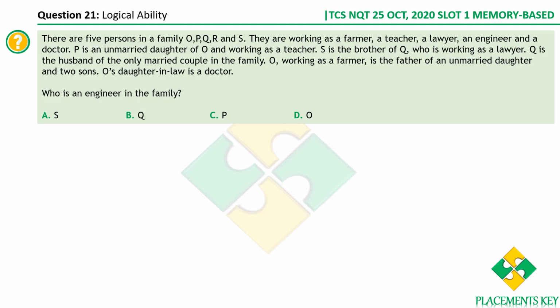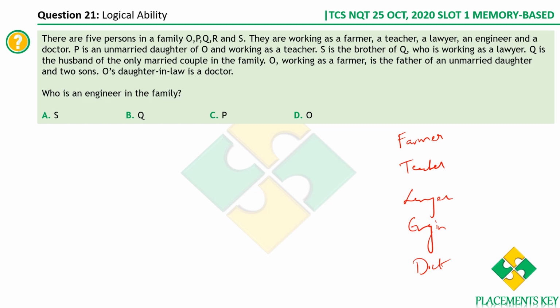Okay, there's one more such set. There are 5 members in a family: O, P, Q, R, and S. They are working as a farmer, teacher, lawyer, engineer, and a doctor. So there are 5 professions, that is, all are working. There is a farmer, a teacher, a lawyer, an engineer, and also a doctor. There are 5 working members in the family.